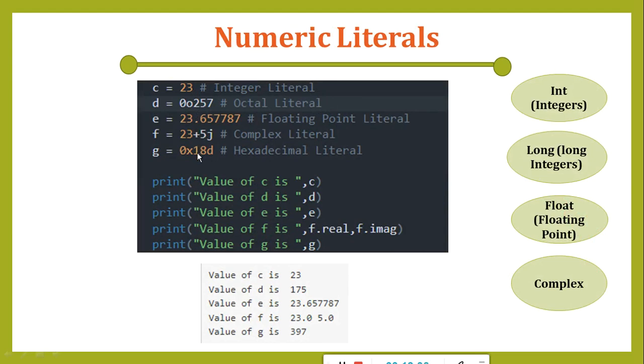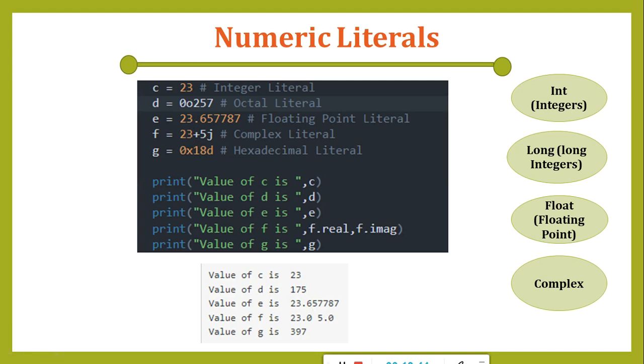After that, if you print C, D, E, F and G, you will come to know what exactly is printed. The value of C is printed as 23, which is the integer literal you assigned to the variable C. Then 175 is the value of the octal literal, which is converted while printing D. So this octal value is converted into 175 and printed. Then the floating literal is printed as it is.